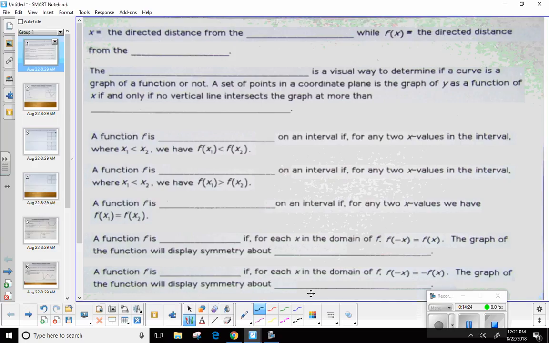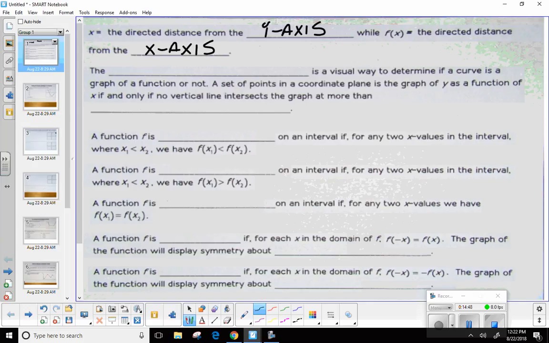Anybody think they know? There you go. Now which is which? The first blank is y-axis. There we go. Okay, so x equals the directed distance from the y-axis, while f of x is the directed distance from the x-axis.